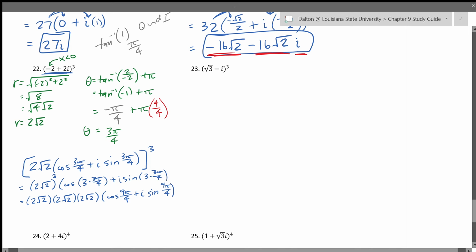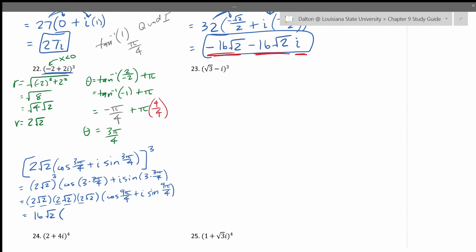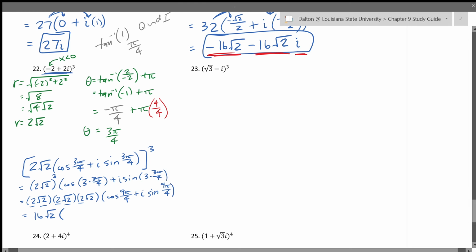And then when you multiply these numbers out front, 2 times 2 times 2 is 8, times the square root of 2 times the square root of 2 is another 2, and then 8 times 2 is 16 square roots of 2. Times, when you look at your unit circle, 9 pi over 4 is not on your unit circle, right? That's going around the unit circle and then doing another pi over 4. So this is the same thing as pi over 4.